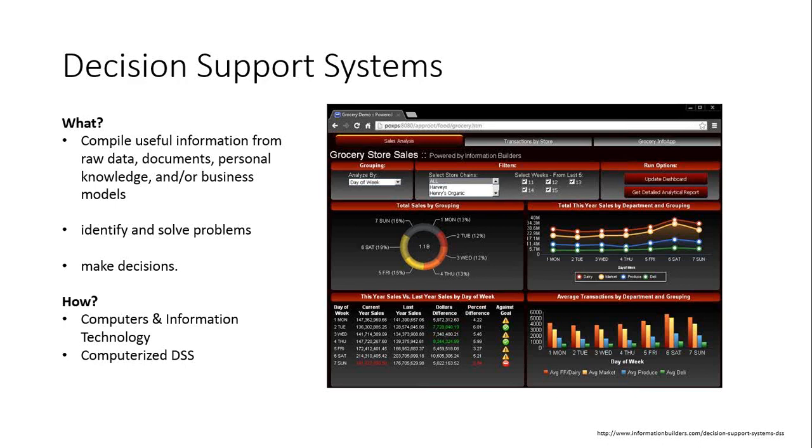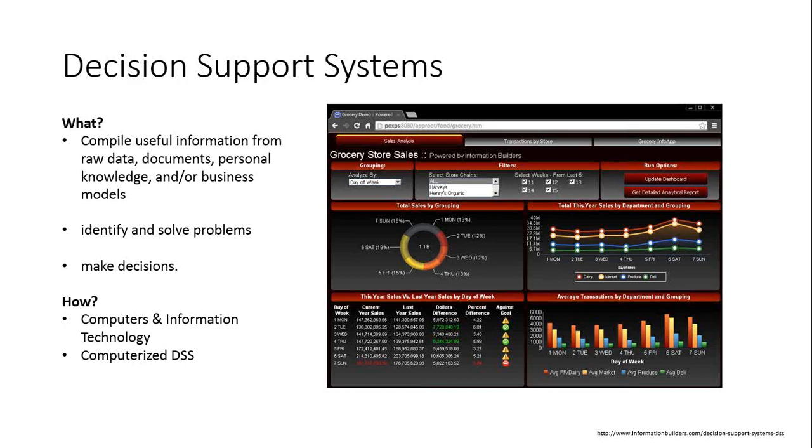Maybe these charts are coming from data warehouses or data marts. What decision support systems do is compile useful information that exists in the organization, and it will enable organizations to identify and solve problems and to make better decisions in promoting or improving their business. They typically use data warehouses or data marts, and they even do those computerized decision support systems. So this has been there for quite some time, and people are comfortable with this.